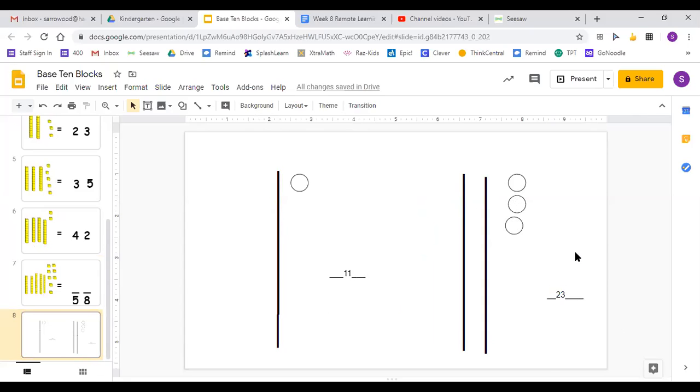So we are going to keep on practicing with our place value, which are our 10s and our 1s, and keep on counting. Keep up the great work, friends.